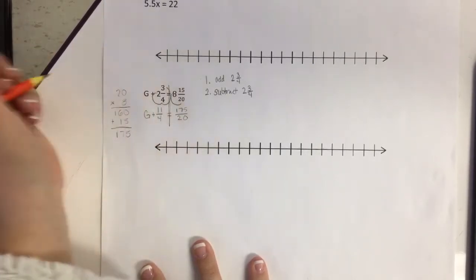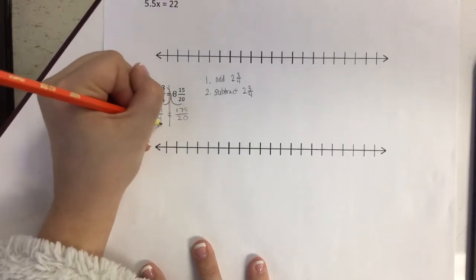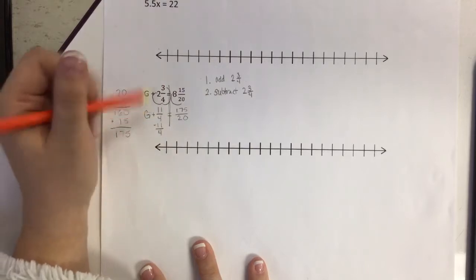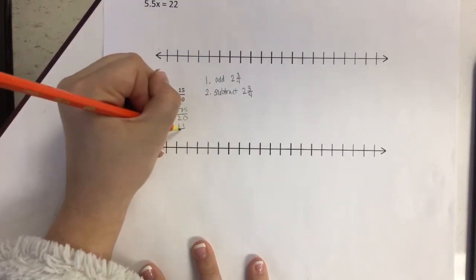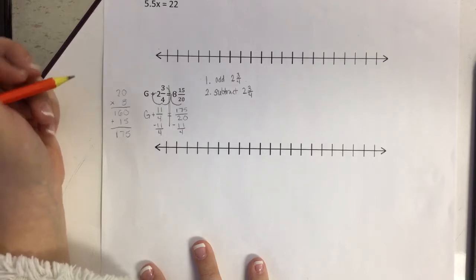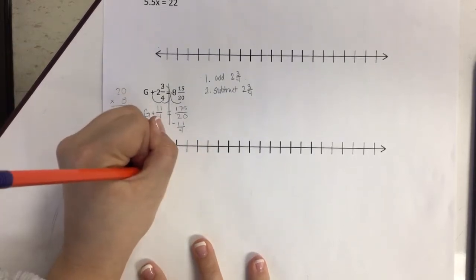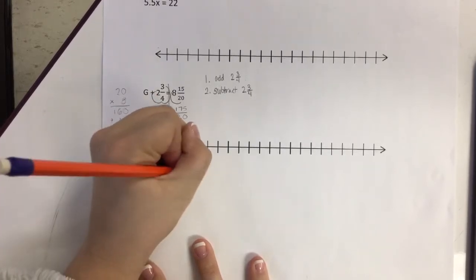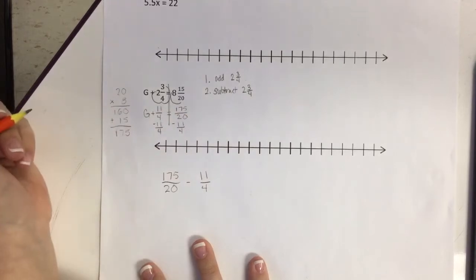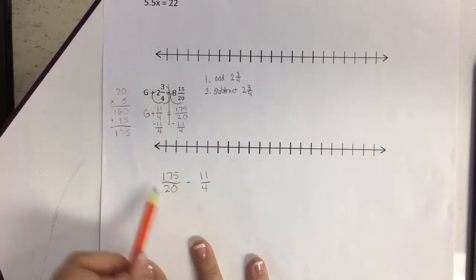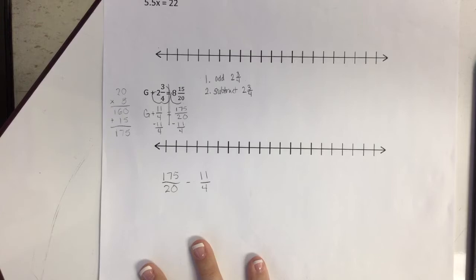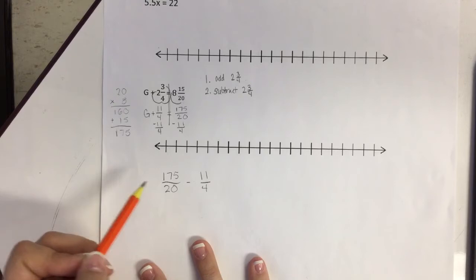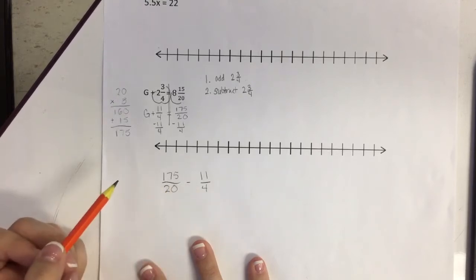But we're going to subtract 11/4 from itself because we need to subtract the opposite. We need to subtract 11/4 over here as well. If I write down 175 over 20 minus 11 over 4, can I do this problem? No, because they have different denominators. And when you're subtracting fractions, you have to have a common denominator.